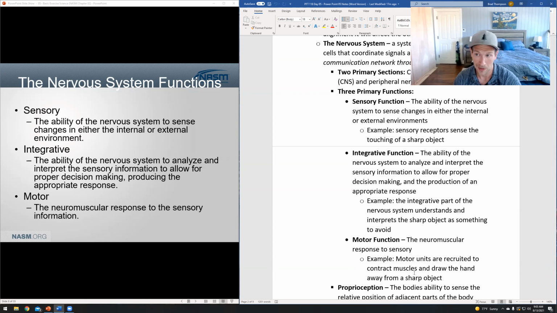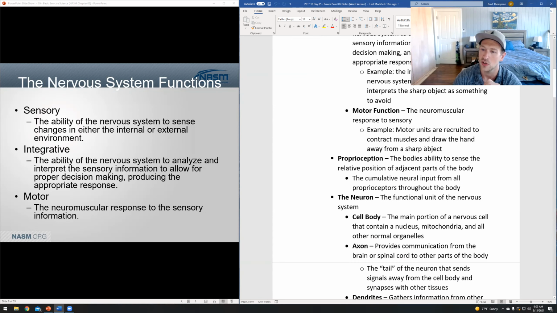Again, if I grab a 10-pound barbell, sensory information is going to come in and say, yeah, we got about 10 pounds in our hands, right? And then my integrative function is going to go, all right, well, that's going to take this much muscle. And then the information is going to go back in the opposite direction. So the information came in, my brain considered all the variables and then chose a certain response. And now in the opposite direction, we are going to use motor function. So motor function is your neuromuscular response to sensory information.